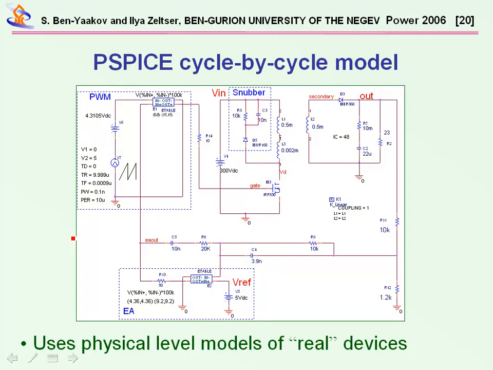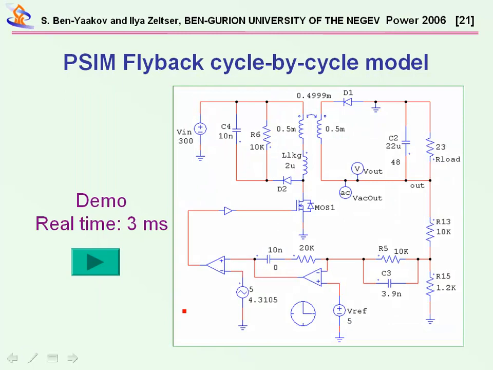For the PSPICE, this is the flyback. Again, this is a real transistor, real in the sense that we have a physical model for it, and a diode. And the other elements are passive elements or behavioral elements. And for the case of PSIM, it'll be, of course, a generic MOSFET, a switch. And passive elements are the same.